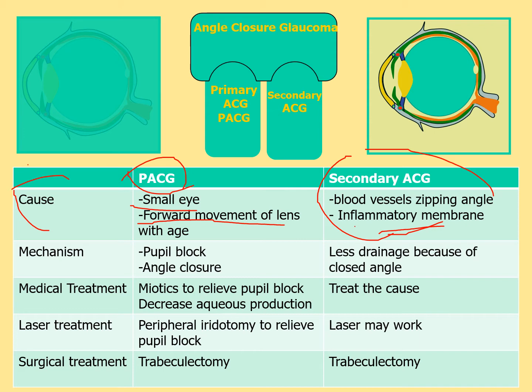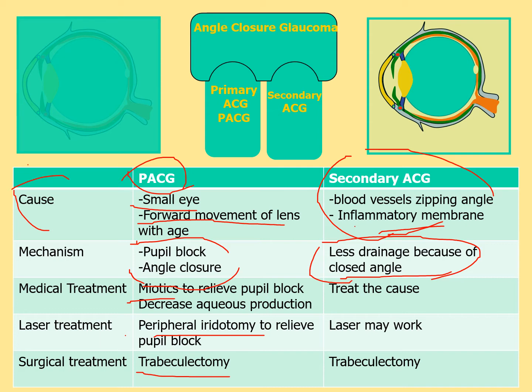So the mechanism in primary angle closure glaucoma is pupillary block, while in secondary angle closure glaucoma the angle is closed either because of inflammatory tissue or blood vessels which pull the iris forward and close the angle. Treatment for primary angle closure glaucoma is miotics. The miotics constrict the pupil and create a distance between the lens and the iris so the aqueous can flow into the anterior chamber. If the medical treatment doesn't work, we can do the peripheral iridotomy as we discussed. If that doesn't work, we can do the trabeculectomy, which we'll discuss later on.